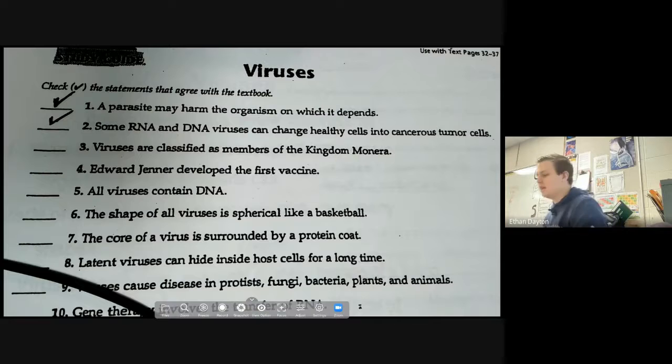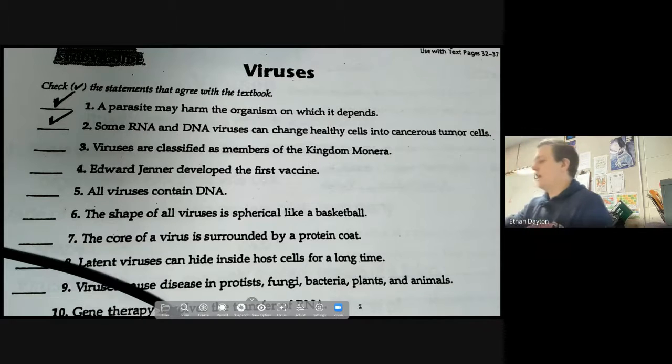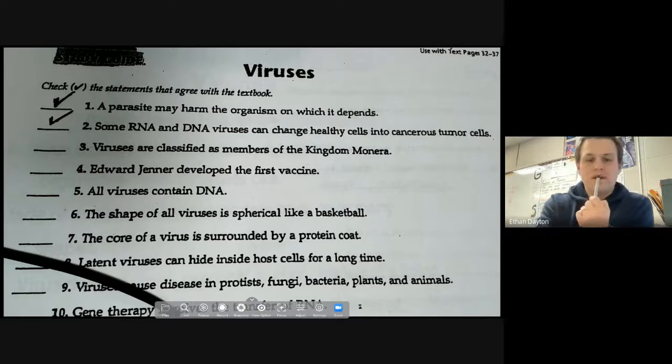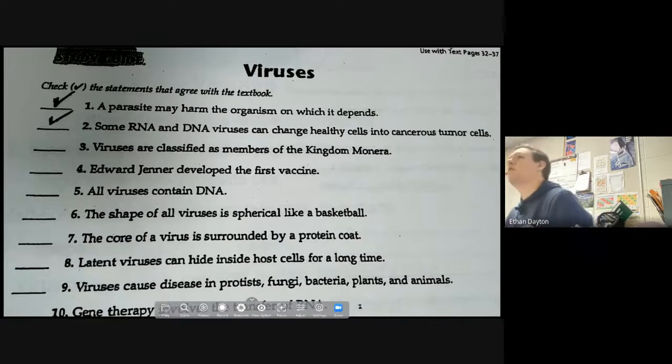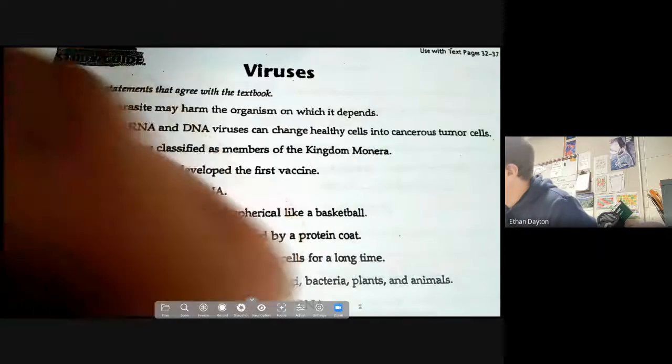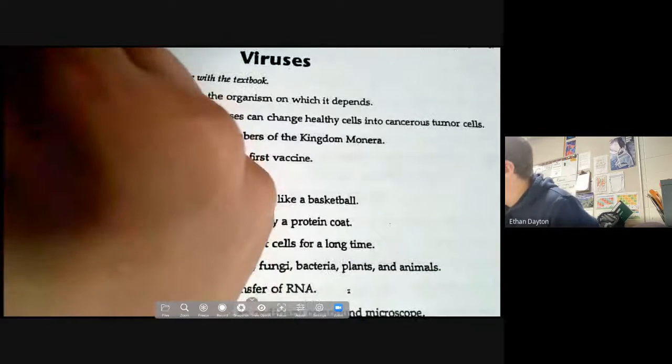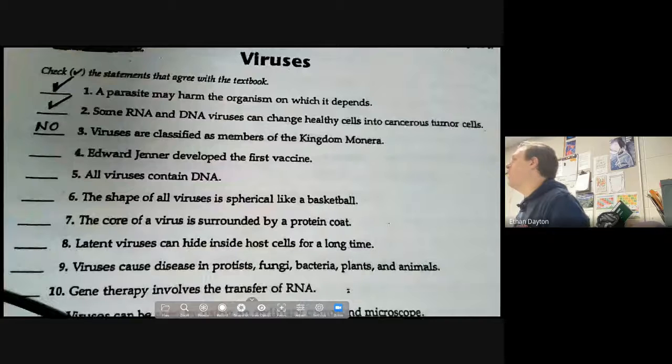So, an example of a virus that can cause cancer is HPV, that's human papillomavirus. Hepatitis C can help cause liver cancer. Anyway, point is that it's true. Okay. Next, viruses are classified as members of the kingdom Monera. True or false? That'd be false. You can either leave it blank or write no. They are not.